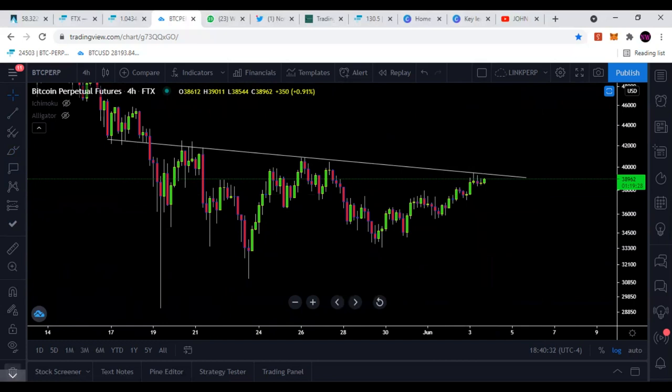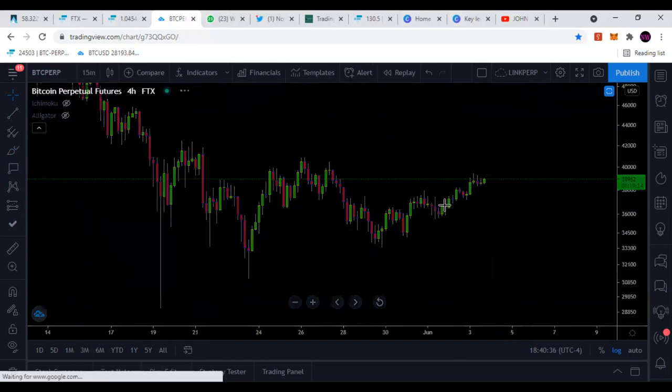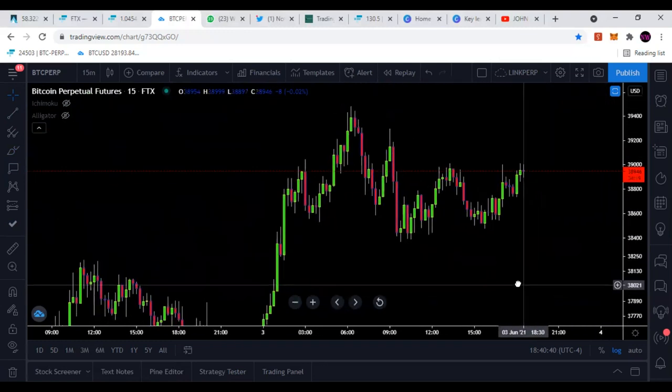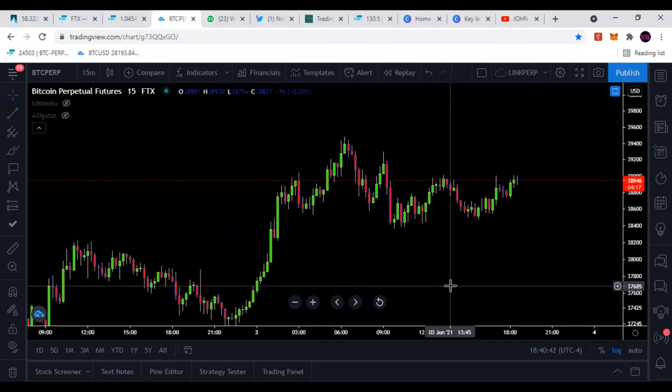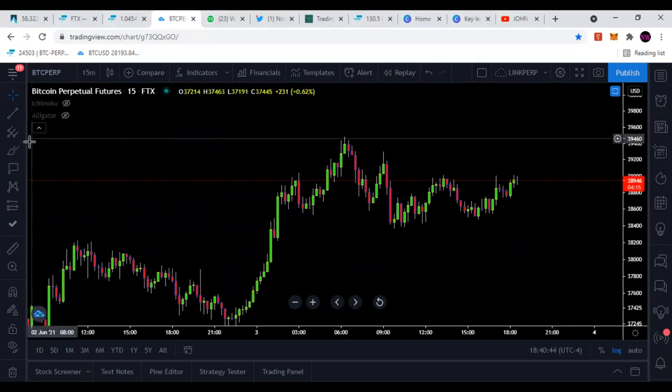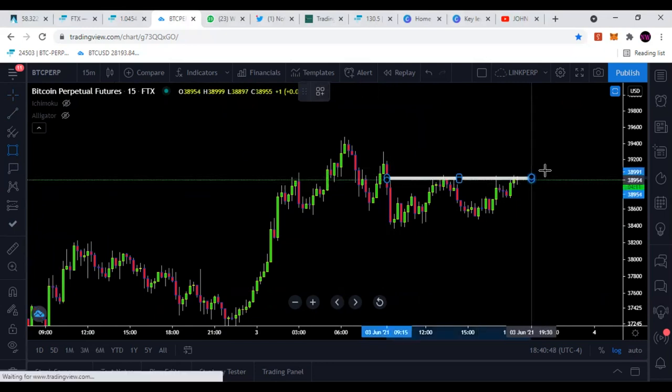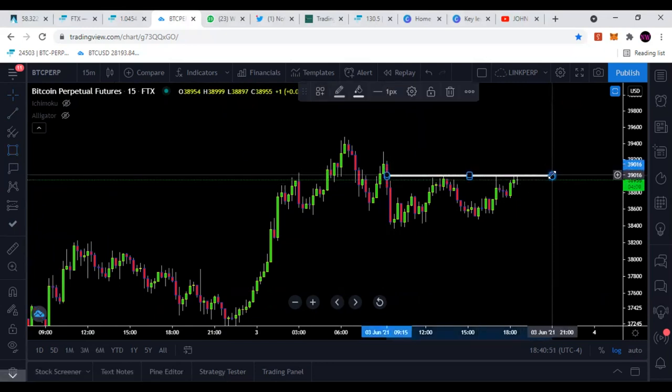So let's go down to lower time frame so that I can switch to Ethereum. Let's go to 15 minutes time frame here. Okay, this first one I'm gonna do here. So we need to be very careful when you're talking about double bottom.